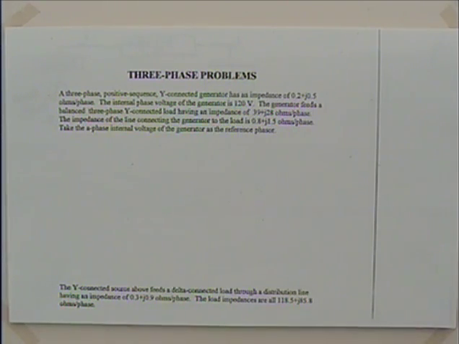One of the big things when you see a three-phase question that you probably want to ask yourself is, is this total resistance for all three phases, or is it resistance per phase? So if you see a test or homework question, if it doesn't say ohms per phase, you probably want to investigate that. The impedance of the line connecting the generator to the load is given. We take the A phase internal voltage of the generator as the reference phase. That basically just says take the A phase as your reference, 0.